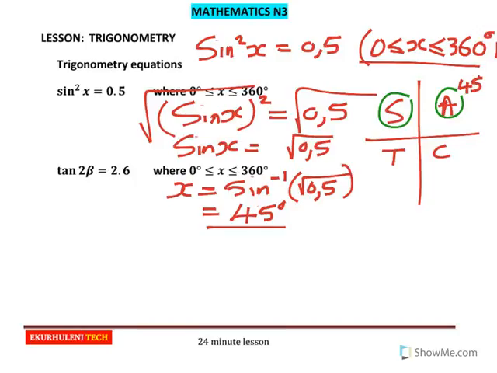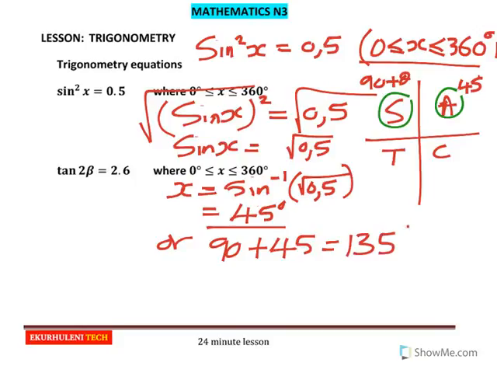What about in quadrant 2? Remember, quadrant 2 was 90 plus theta. So the other answer is 90 plus 45, which is equal to 135. So the two answers there are either x is equal to 45 degrees, or, looking for another place where sine is positive, x is equal to 135 degrees. Let us look at the next one.